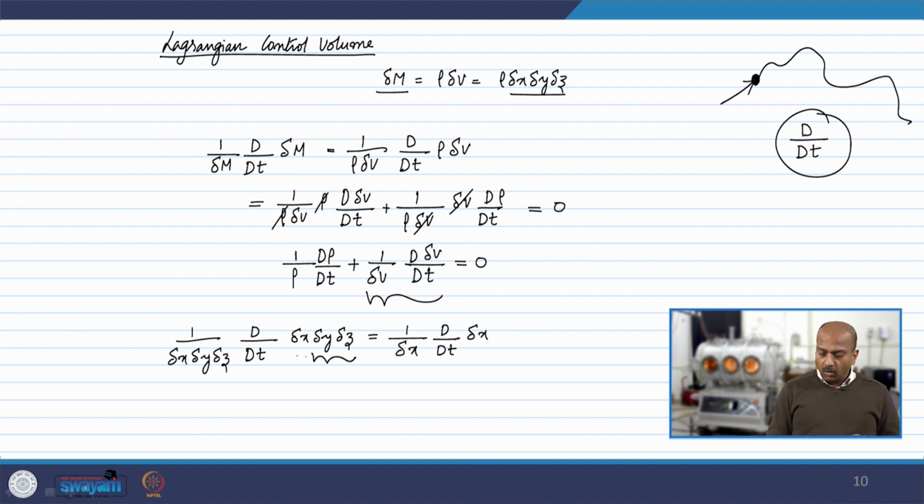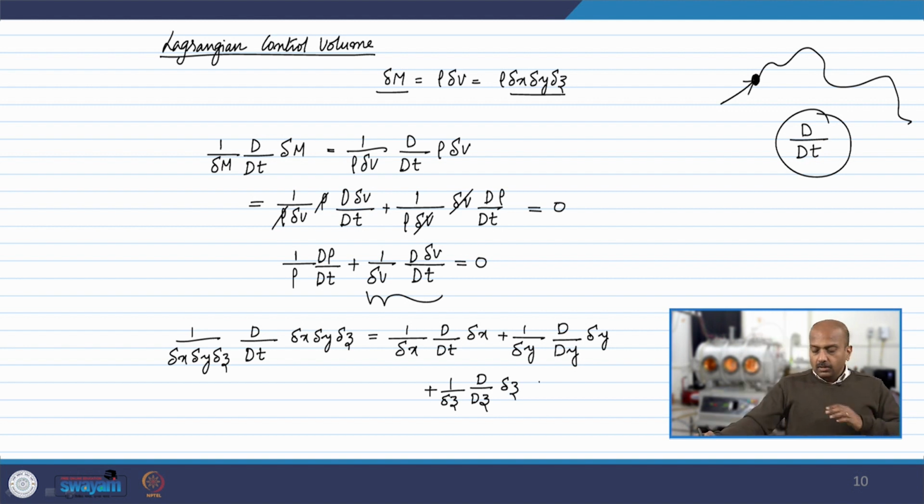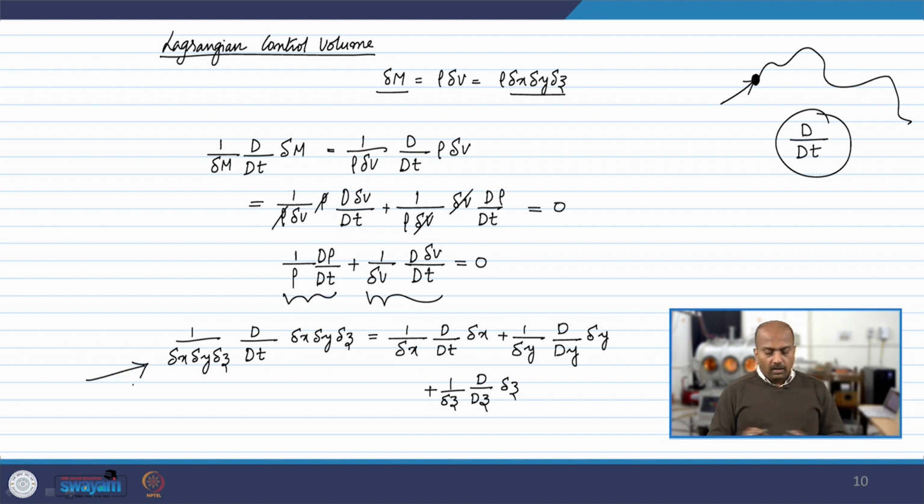The moment you keep them outside and you operate the derivative onto delta x, these two terms will get cancelled with the denominator that appears outside the derivative, right. So, that is a simple step that I am not writing here, but you can follow it, plus 1 by delta y d by dy of delta y plus 1 by delta z d by dz of delta z. Now, this is one expression, right. So, we have this expression plus all of this and the summation should be 0.